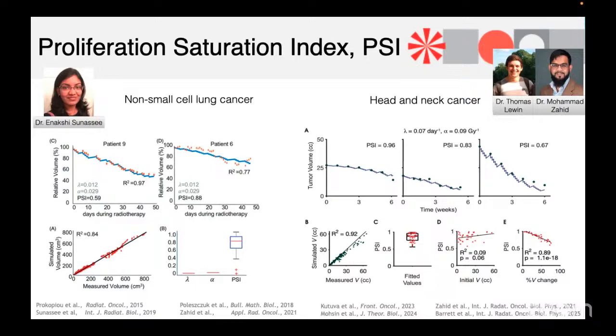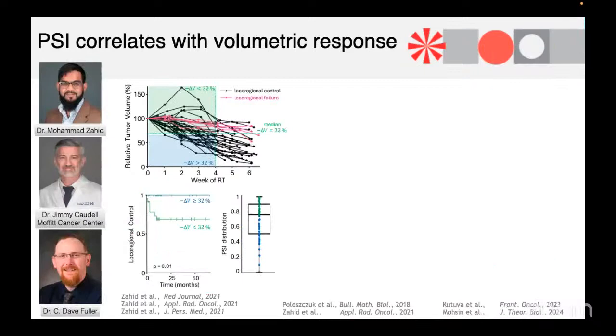What's important is PSI does not correlate with initial tumor volume. So we cannot say if you have a larger tumor, you have a larger PSI or any combination thereof. But what we can say is that PSI very strongly correlates with how the tumor volume shrinks during course of radiation. So taking this concept forward, we took data of Jimmy Cordell at the Moffitt Cancer Center in Tampa, Florida, and a separate cohort of head and neck cancer patients from Dave Fuller from the MD Anderson in Houston, Texas.